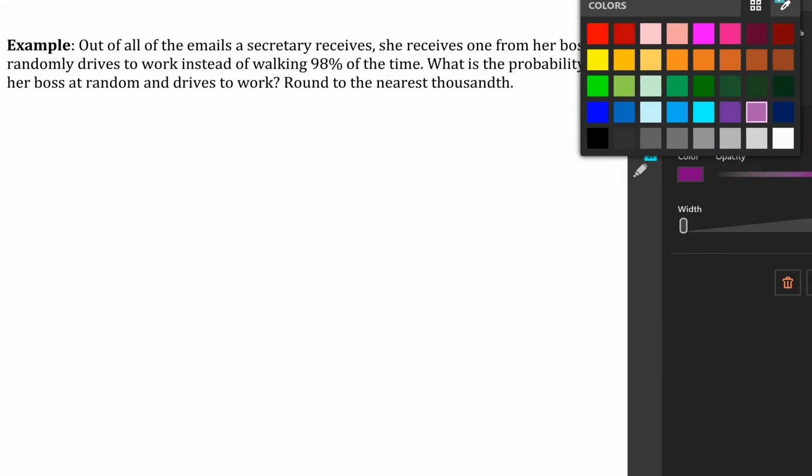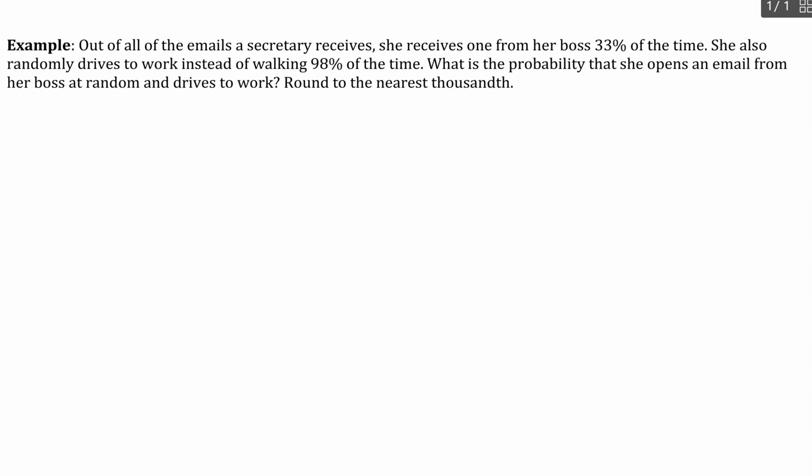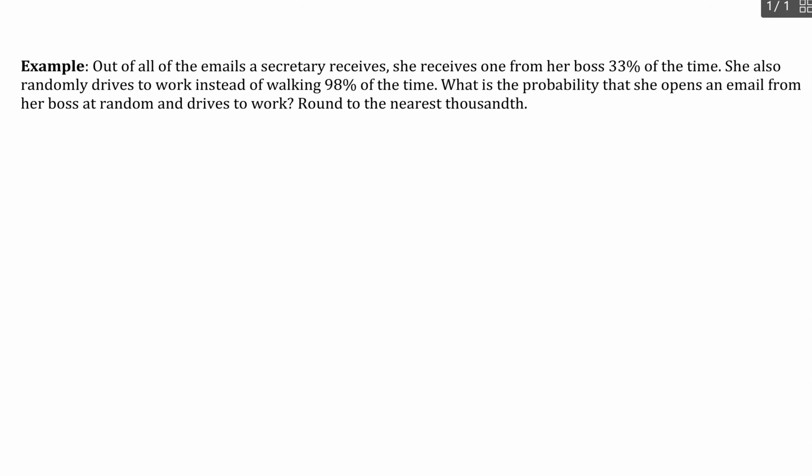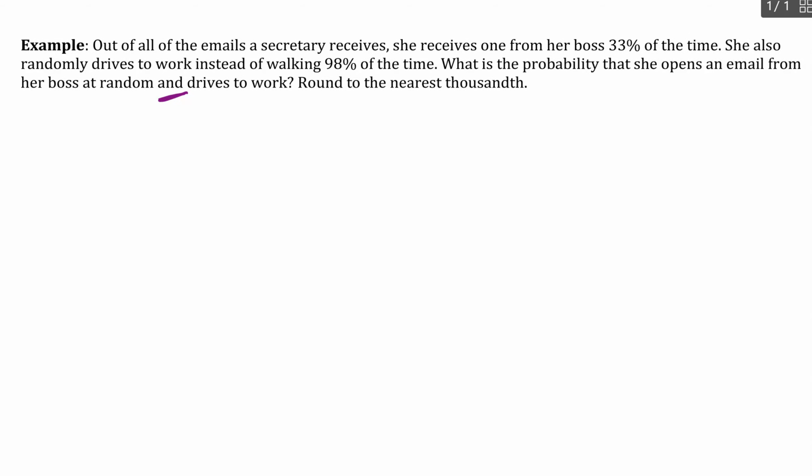Out of all the emails a secretary receives, she receives one from her boss 33% of the time. She also randomly drives to work instead of walking 98% of the time. What is the probability that she opens an email from her boss and drives to work? Round to the nearest thousandth. So we're going to have to assume these events are independent because it didn't tell us.